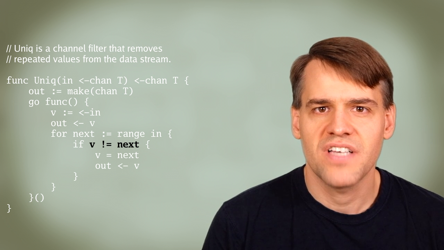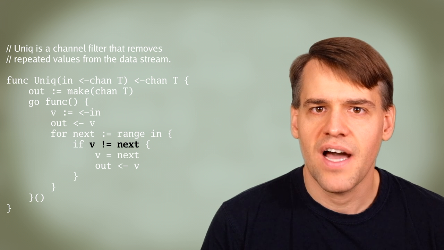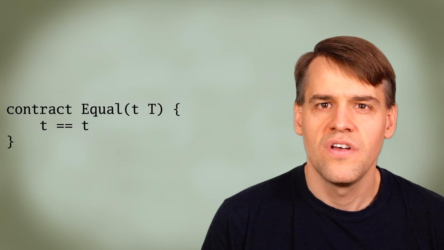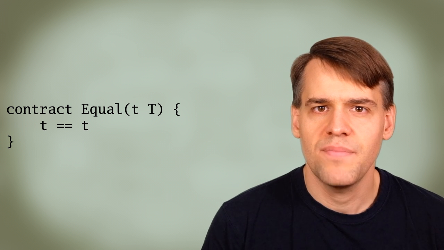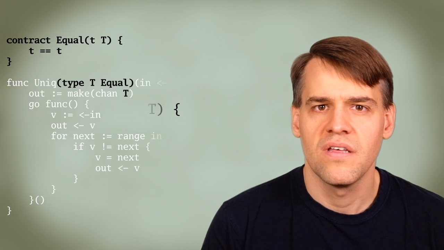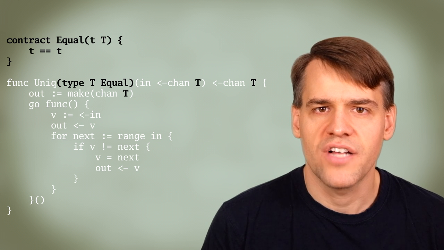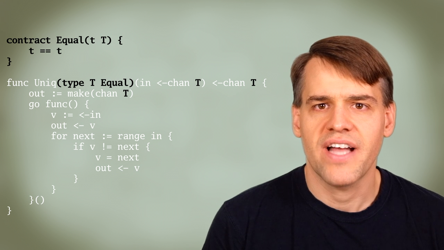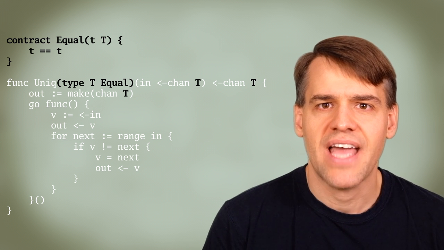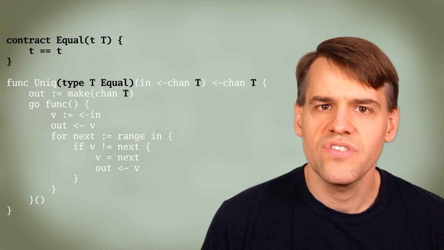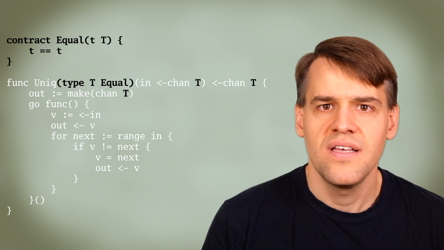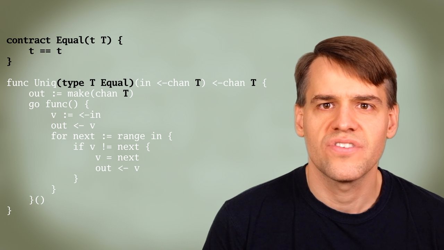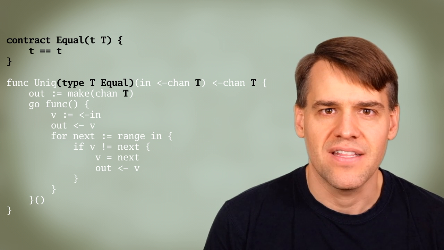In the current draft design, a contract defines the operations that types must support. For example, here is a contract named equal, declaring that two values of type T can be compared for equality. Unique can use the equal contract to declare which types T it accepts. A contract ensures that the implementation doesn't add new requirements, and it ensures that callers only provide types satisfying those requirements. This lets the implementation and the callers safely evolve independently.